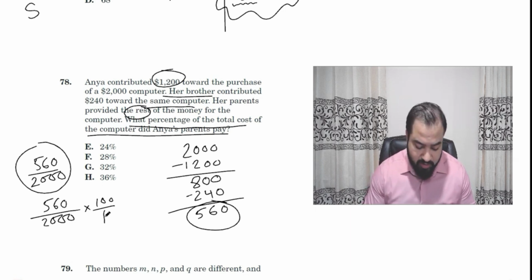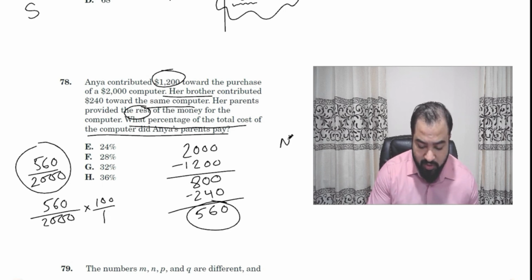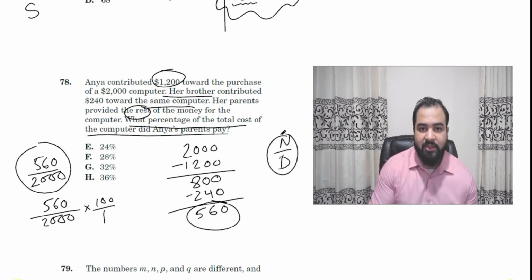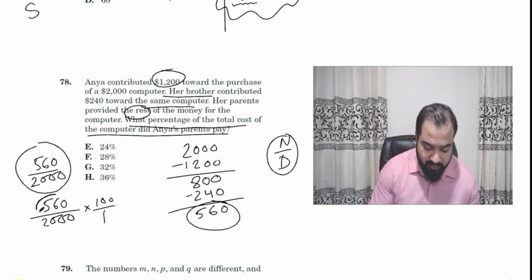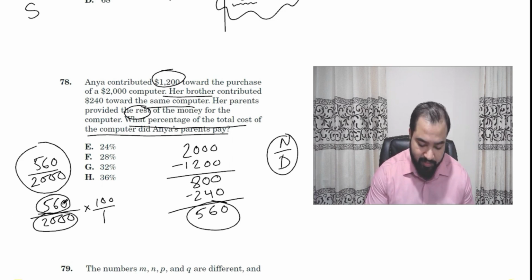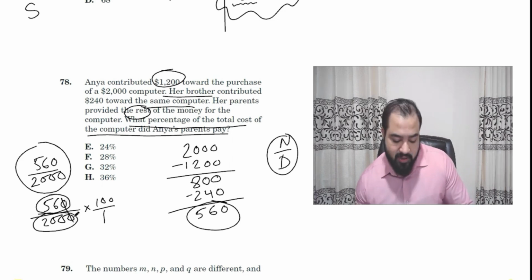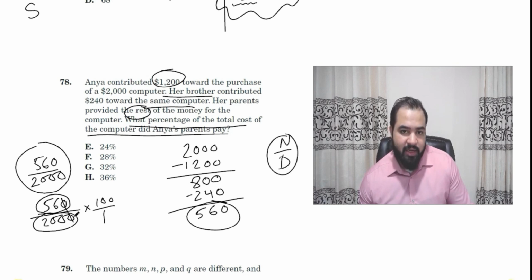Now, when it comes to fractions, we can always simplify, especially in fraction multiplication. We can simplify as long as one of them is a numerator and the other is a denominator. So we can simplify a numerator with a denominator in a fraction multiplication. Can I simplify 560 with 2,000? Sure, because 560 is a numerator and 2,000 is a denominator. So I can cross out the zeros. The zeros got crossed out because I divided both top and bottom by 10.